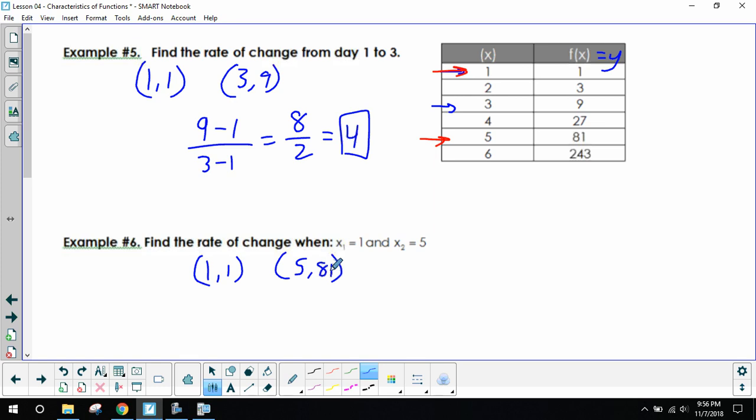Alright, I'm back. 81 minus 1 over 5 minus 1. We get 80 over 4. Pretty sure it's going to be 20, because, just take the 0 off, 8 divided by 4 is 2. Yep, check. I'm doing a great job.